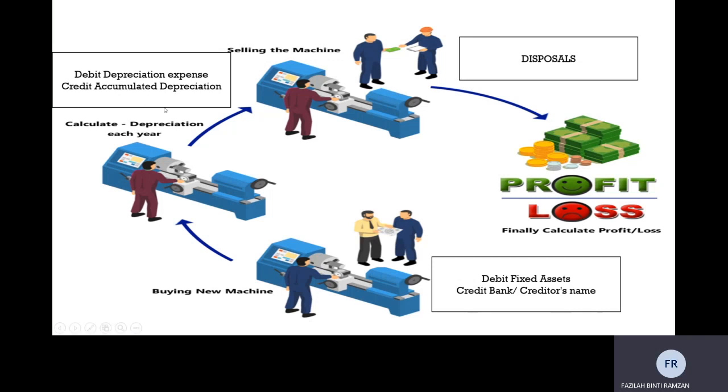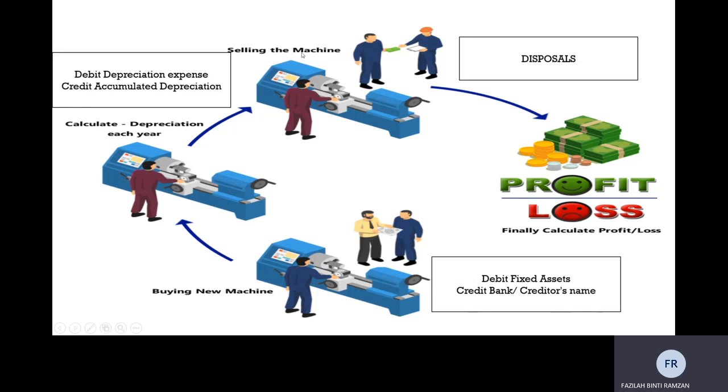So the double entry to record the depreciation will be debit depreciation expenses. Depreciation is part of expenses, that's why it's debit, increase expenses, and credit accumulated depreciation. Accumulated depreciation is the account to accumulate the depreciation every year.